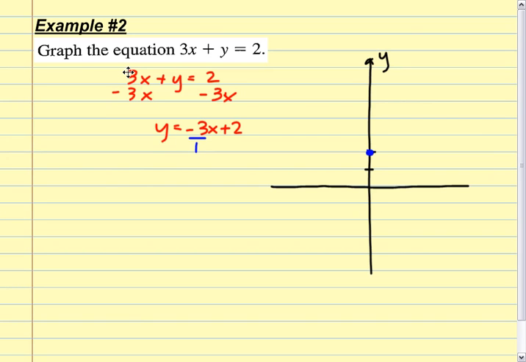Now I have a point. How many points do I need, Dylan, to draw a line? I need 2. I've got 1. The equation gave it to me. How do I get to the next one? Dylan? Taylor? Up.